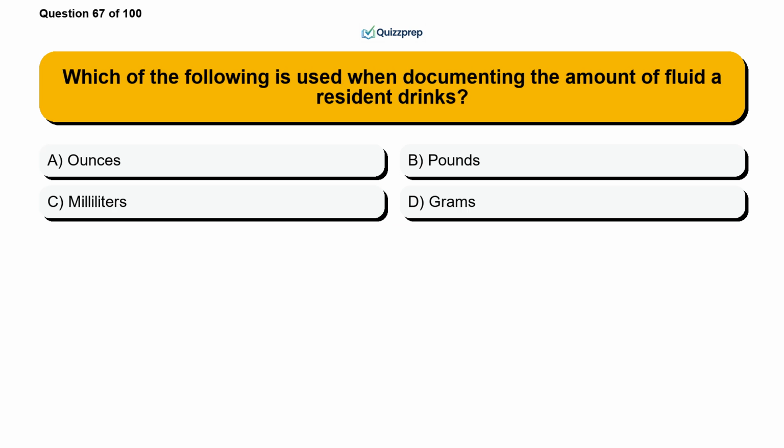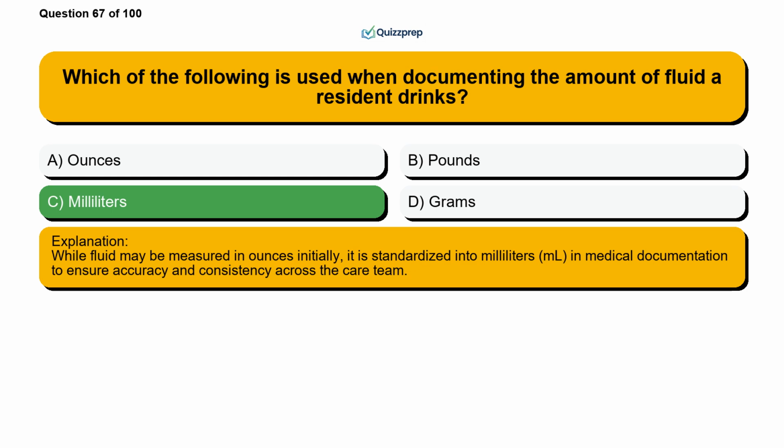Question 67. Which of the following is used when documenting the amount of fluid a resident drinks? Option A, ounces. Option B, pounds. Option C, milliliters. Option D, grams. The correct answer is option C, milliliters. While fluid may be measured in ounces initially, it is standardized into milliliters, ml, in medical documentation to ensure accuracy and consistency across the care team.